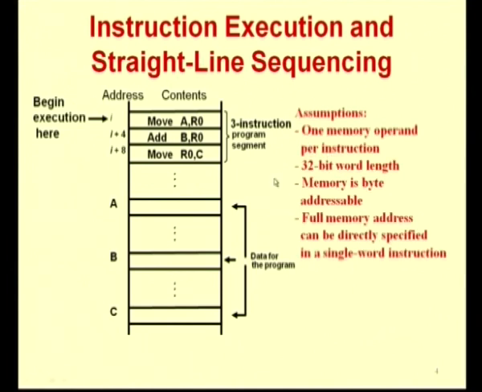Of course, the assumptions we had in this case were that there is one memory operand per instruction, that we use 32-bit words, that memory is byte addressable, and that a full memory address can be directly specified in a single word instruction. Remember, this assumption is important because look at what we specified here: move A comma R0, where A is the address of a memory location. So, this complete address we have assumed can be specified in this instruction. Given these assumptions, you could have a straight line sequence like this.